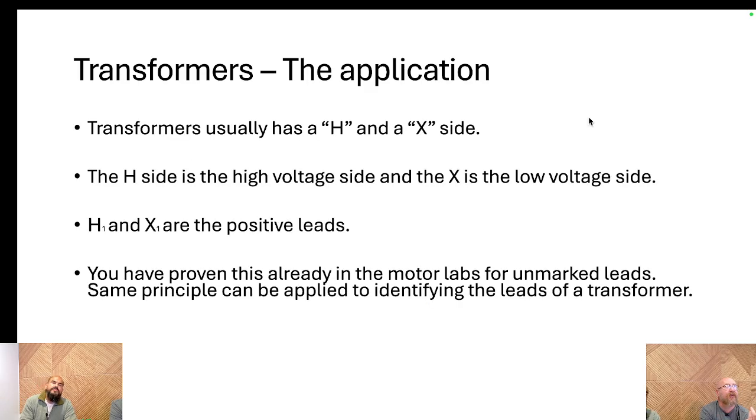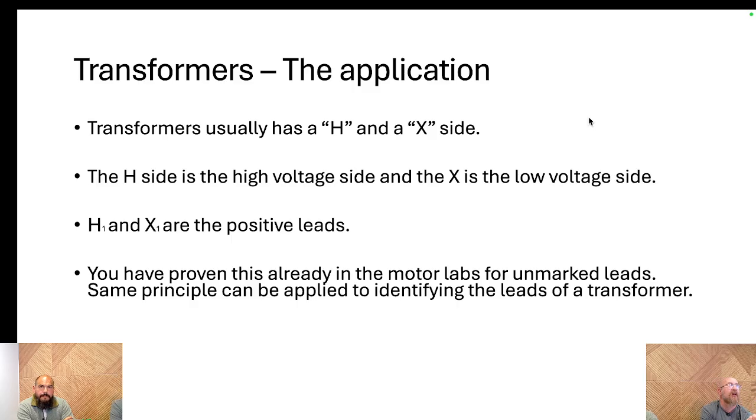So transformers usually have an H side and an X side because either side could be the primary or the secondary. It's just which one you hook up the power to, right? So the H side is the high voltage side, so that's going to have more windings. And the X side is the low voltage side, and that's going to have the lower number of windings.